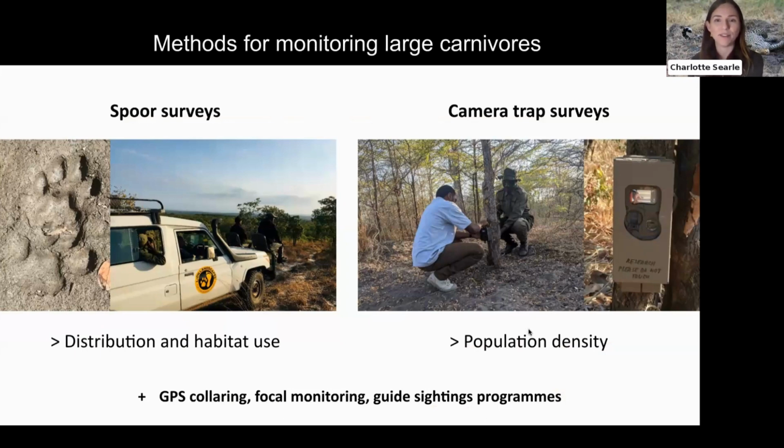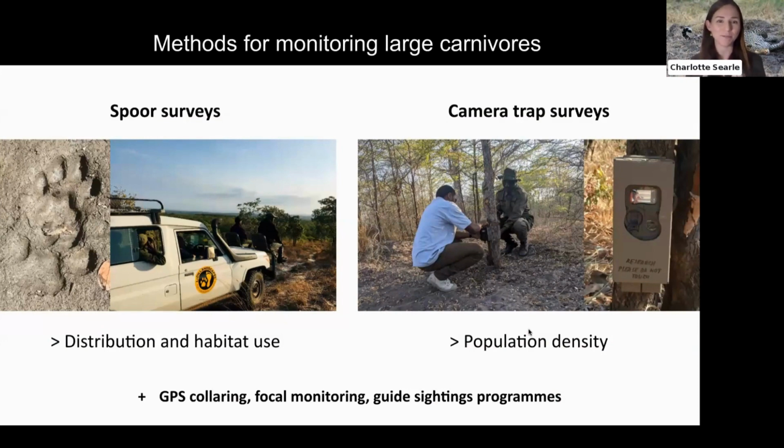And this gives us really good insights into carnivore distribution and habitat use. So the different reasons they're using certain areas more than others. And we also get similar insights on the prey, which is also incredibly important for these species. With the camera trap surveys, these complement the spoor surveys by letting us look at population density.